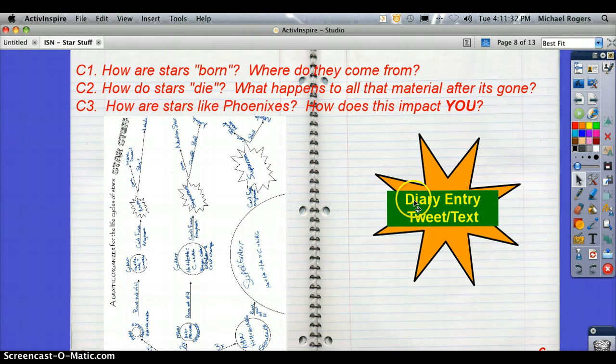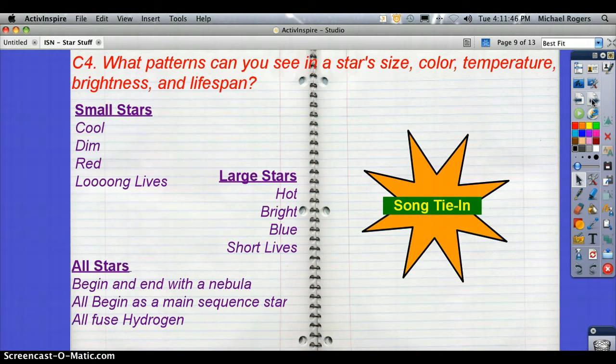But if you're looking for an activity over here on the right side, I'd recommend a diary entry or perhaps another tweet or text going on here between stars. I think a diary entry would make a lot of sense if you're thinking of doing, for example, a star story. And then that leads us to the very last page, which is C4. What patterns do you see in a star's size, color, temperature, brightness, and lifespan?